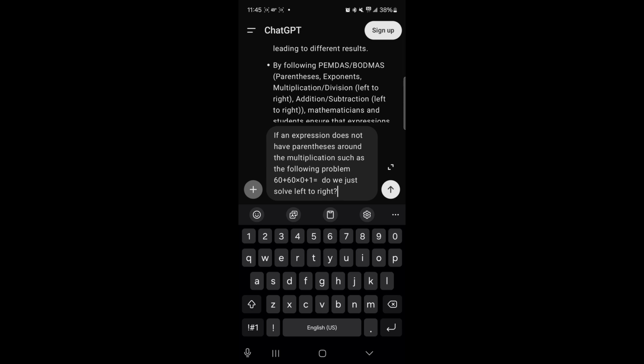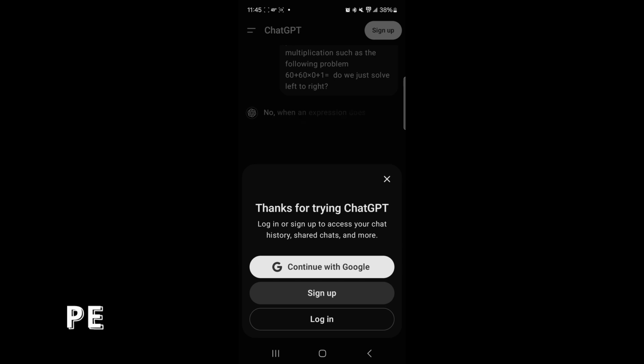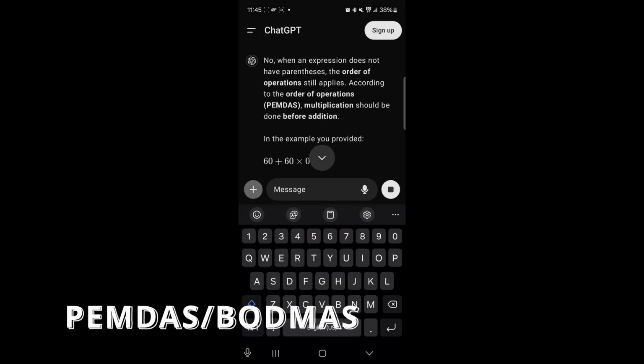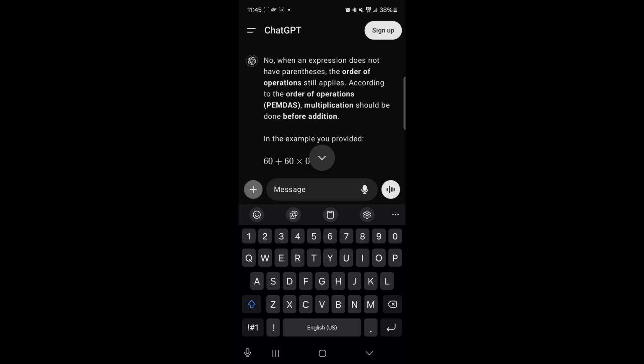It says, if an expression does not have parentheses around the multiplication, such as the following problem, 60 plus 60 times 0 plus 1 equals, do we just solve left to right? Let's see. No! When an expression does not have parentheses, the order of operations still applies.